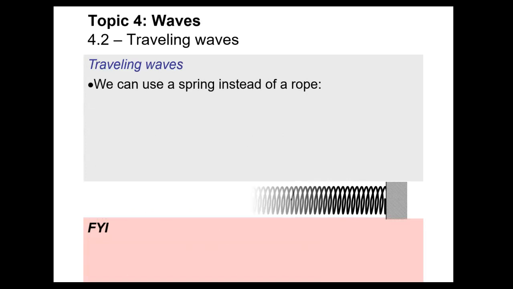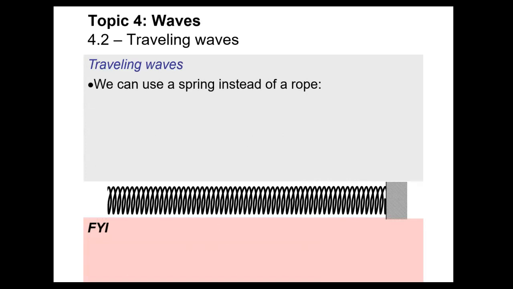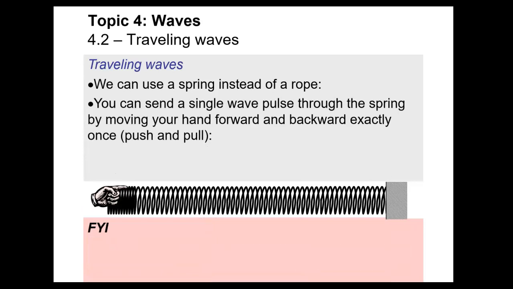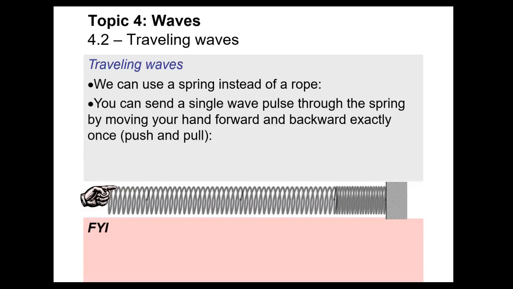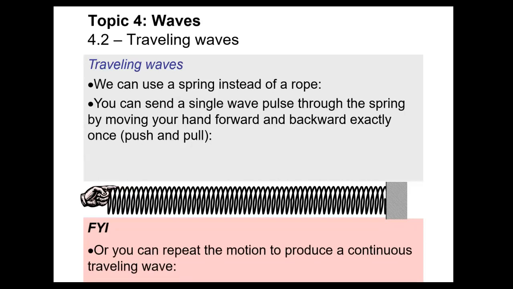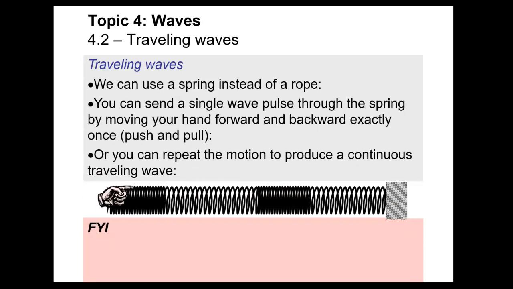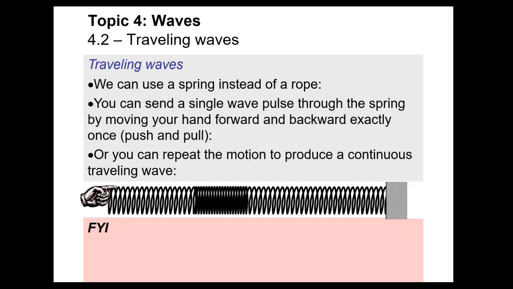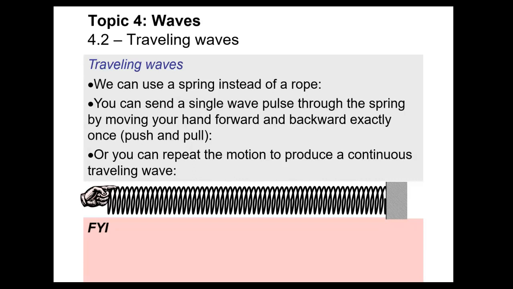And I could do this with a spring as well. I could attach a spring to a wall, grab one end, and move my hand back and forth. I could do a single wave pulse, or I could keep doing it. And this is also a type of wave because there's also transfer of energy. Now, it might not be a wave that you're familiar with, but that is in fact a type of wave.